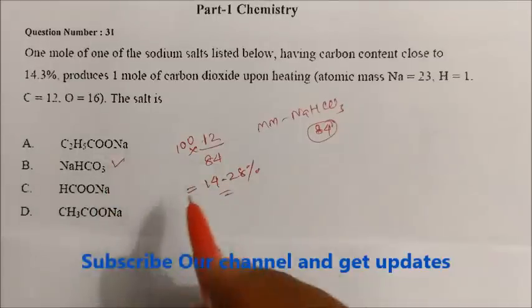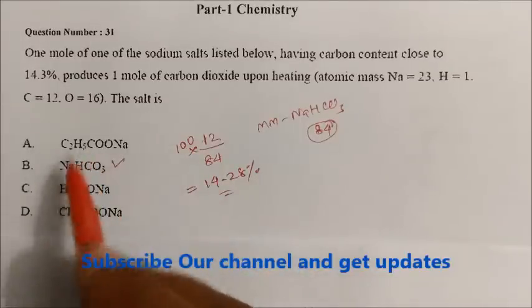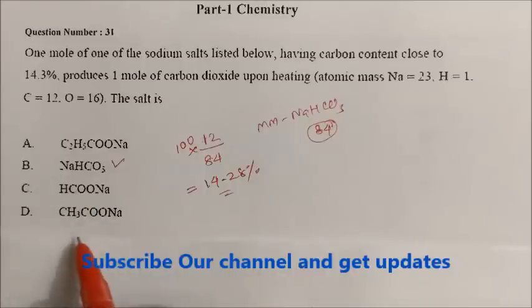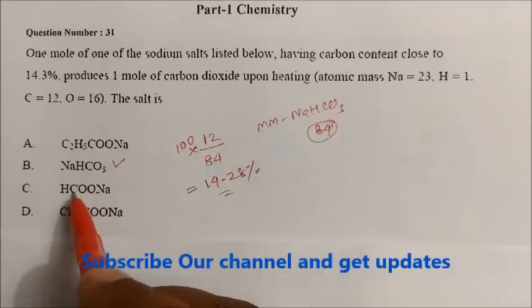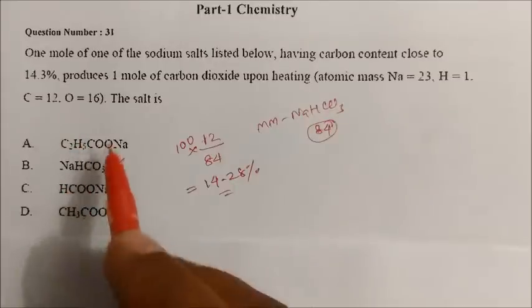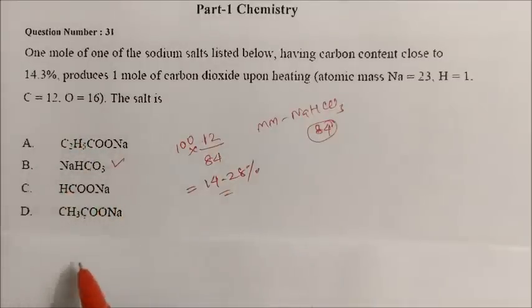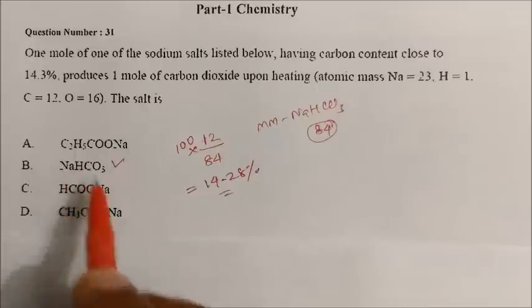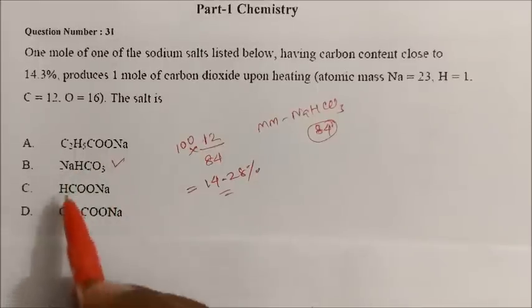So this answer is correct. The remaining you won't get. So just try to find: in this case there are 3 carbon, in this case 1 carbon, in this case 2 carbon. So take 12 gram, 3 into 12 is 36, divided by the molar mass, and if it is matching then your answer is there. So in this case you will get only this, this is the correct answer, the remaining you won't get.